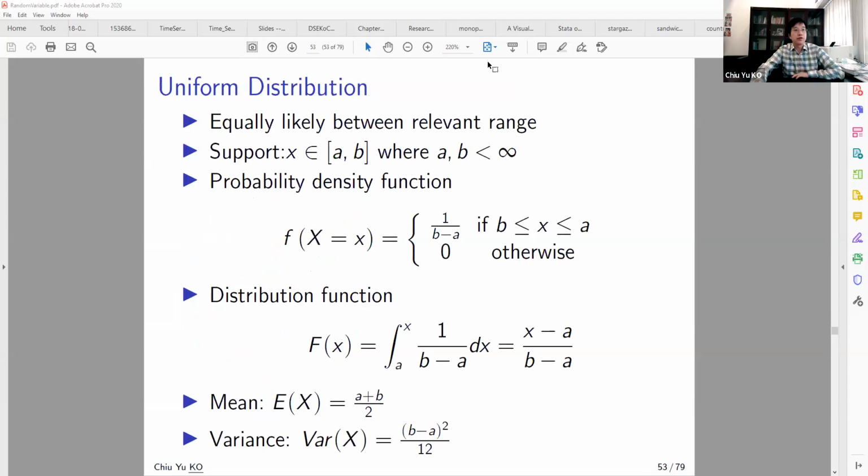So let's start with the uniform. Suppose the uniform is between a and b, where a and b are numbers less than infinity, okay? And what is the density function here? This goes from a to b, and this is just a line. The height of this is just 1 over b minus a.